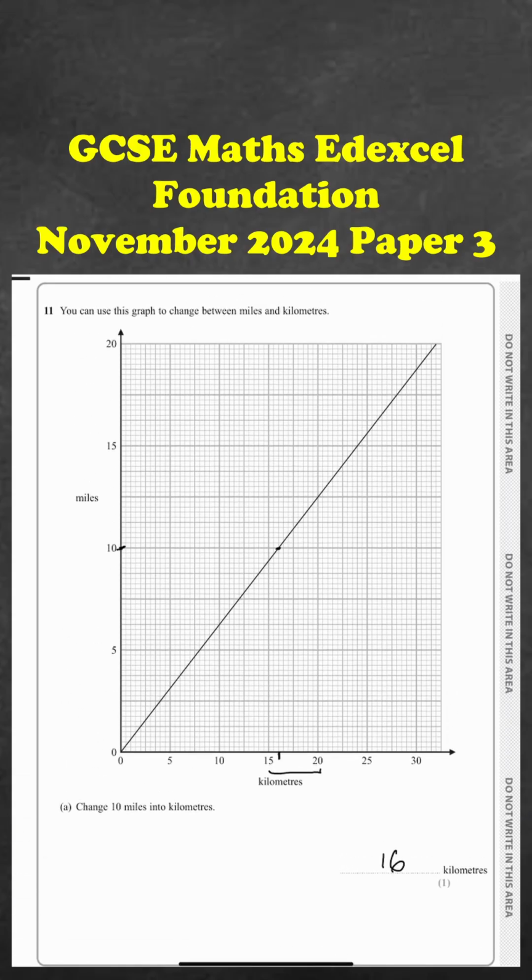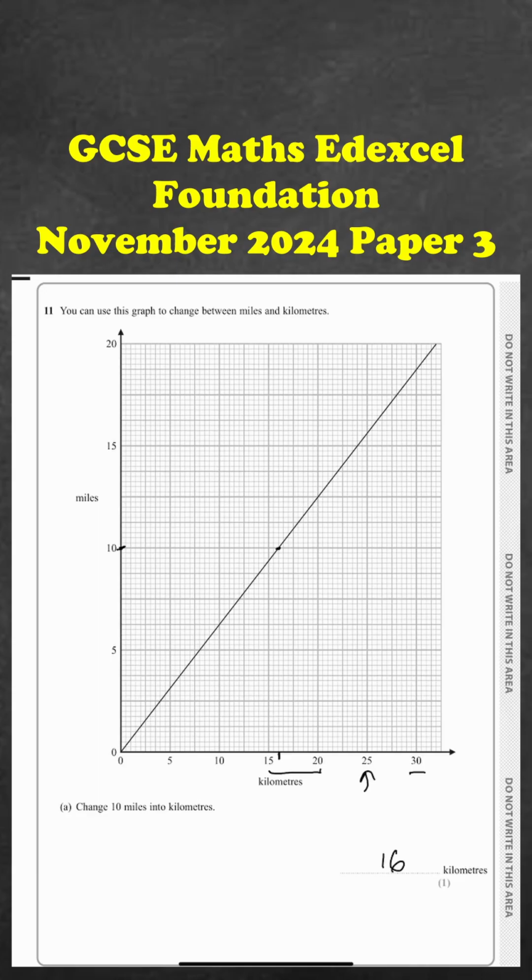Rob drives 17 miles from Bridlington to Scarborough. He then drives 50 kilometres from Scarborough to Staithes. What is the total distance Rob drives? Give your answer in miles. Well, so he's done 17 first. So we need to convert the 50 kilometres into miles using our graph above. But as you can see, the graph only goes up to 30. So instead, we're going to convert 25 kilometres and double it.